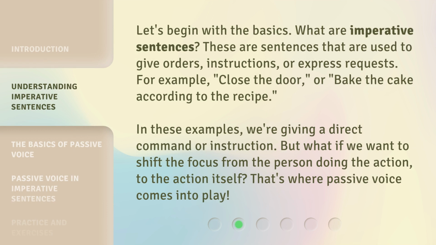Let's begin with the basics. What are imperative sentences? These are sentences that are used to give orders, instructions, or express requests. For example, close the door, or bake the cake according to the recipe. In these examples, we're giving a direct command or instruction. But what if we want to shift the focus from the person doing the action to the action itself? That's where passive voice comes into play.